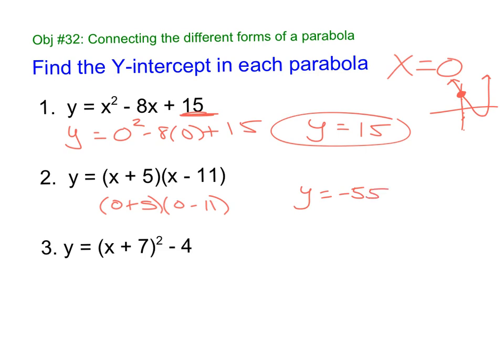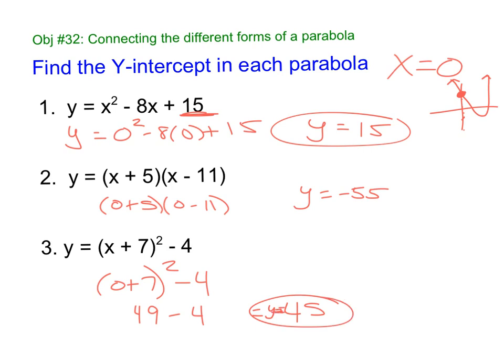And then vertex, again, it's not overly hard. I would recommend using your calculator. It's just a little bit more. It's just an extra step. 40, whoops. 4 does not change. So 45. Y equals 45. And that's it.